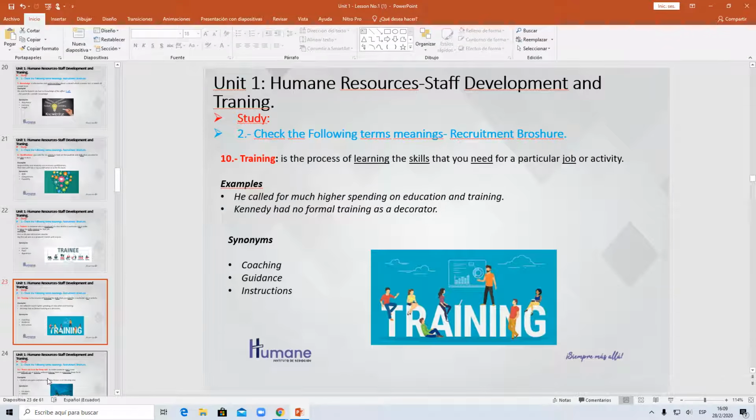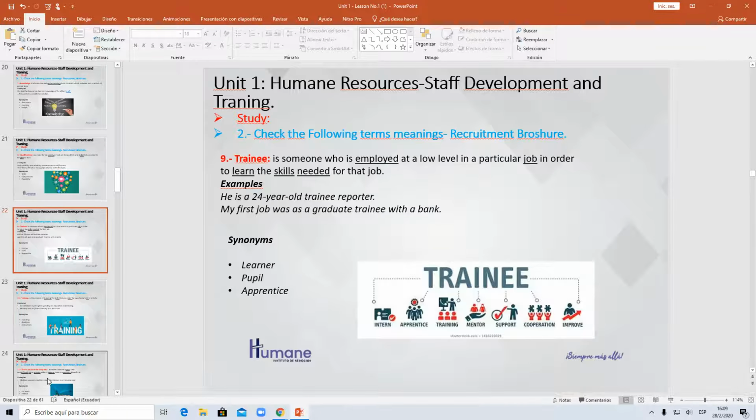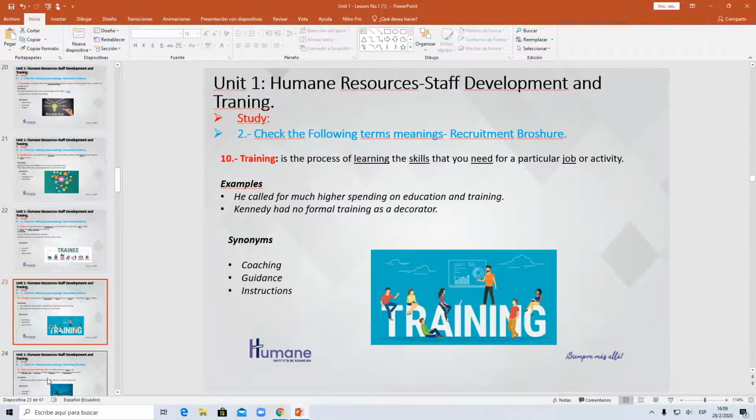And then we have training, and let's figure out the different ways they are written. A trainee is the person who receives training, okay? And training is the process of learning the skills that you need for a particular job or activity. Examples: he called for much higher spending on education and training, and Kennedy had no formal training as a decorator. Words related to training could be coaching, guidance, instructions.